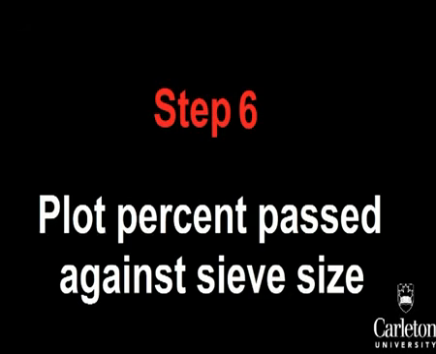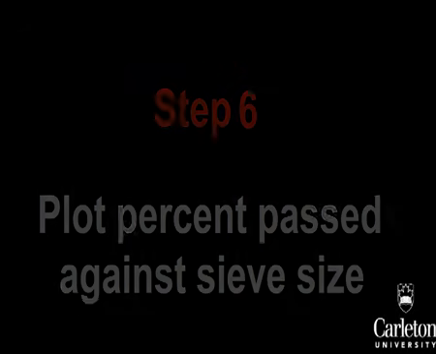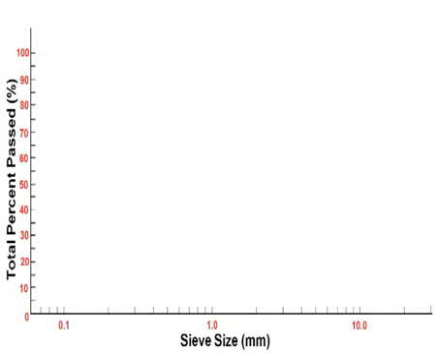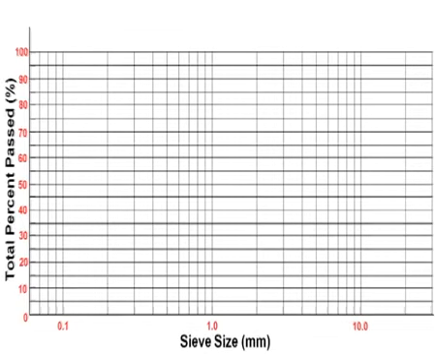Plot the percent passing each sieve versus the sieve size. This graph will use a semi-log scale. The y-axis will be a linear scale of the total cumulative percent passed from 0% to 100%. The x-axis is sieve size in millimeters. It is on a logarithmic scale from the smallest sieve size corresponding to the number 200 sieve, or 0.075 millimeters, to the largest sieve size, which was 3/4 inch, or 19 millimeters.